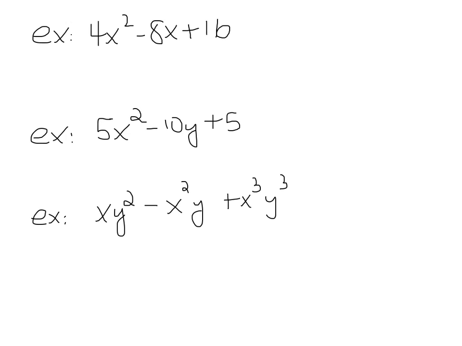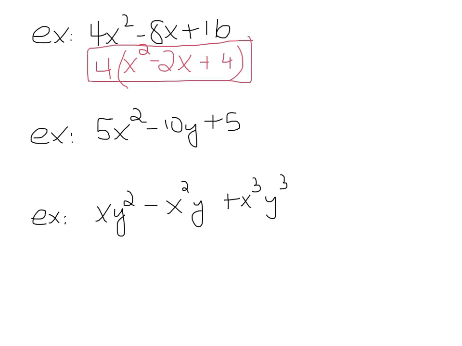In this first example, the greatest factor that's common to all three terms is a 4, and if we factor out a 4, the factor left in the first term is x squared, the factor left in the second term is 2x, and the factor left in the third term is plus 4. And that problem is completely factored.